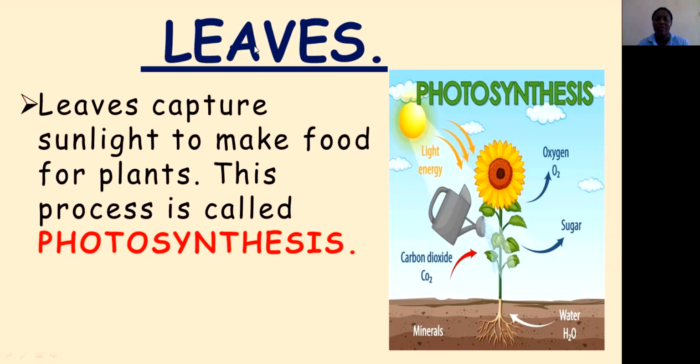We have said that plants make their own food in the leaves. That is what you should know. And the process is called photosynthesis. The process in which plants make their own food is called photosynthesis. Okay. And for photosynthesis to take place, there must be water, there must be sunlight, and carbon dioxide. Very good.